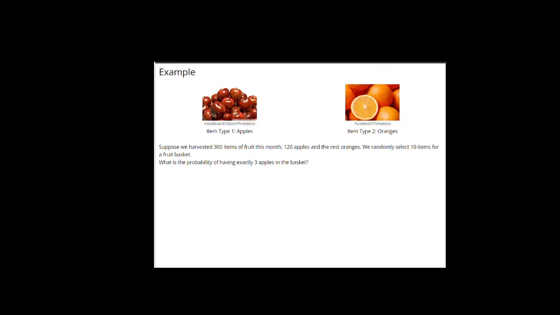Here's an example. Suppose we harvest 300 items of fruit, 120 of them apples, and the rest 180 oranges. We've randomly selected 10 of these for a fruit basket. What's the probability of exactly 3 apples in the basket? If we use the hypergeometric distribution, sampling, in other words, without replacement, which would be the normal method of sampling, we obtain 120 choose 3 times 180 choose 7 divided by 300 choose 10.